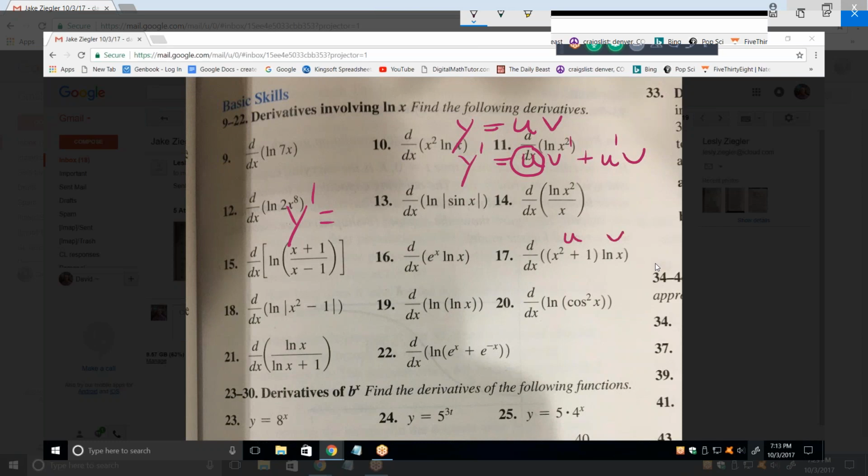That's u, that's v, because it's in parentheses. That whole thing is being multiplied by natural log of x. So there's u, v. Now go to that and fill in everything. What's u? X squared plus 1. What's v prime? 1 over x. I don't have to write it like that. I can just stick the x there. You understand that?